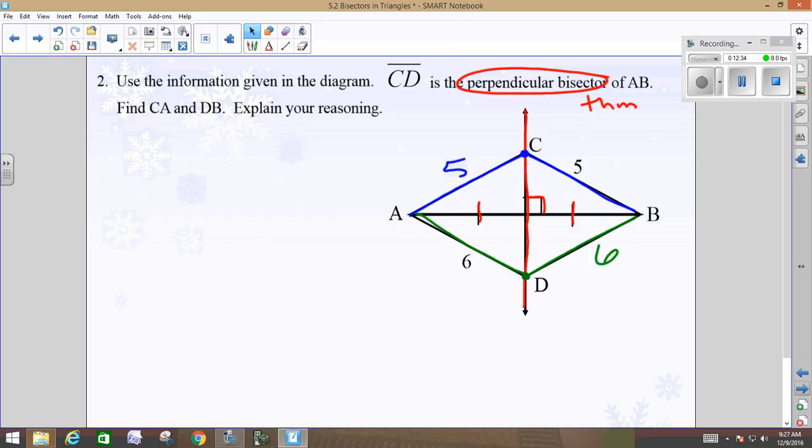Questions on those ones? What kind of triangles do we get here? Like the bottom ADB? Isosceles, and ACB would be isosceles as well, right? Yeah, because there's 2 equal sides.